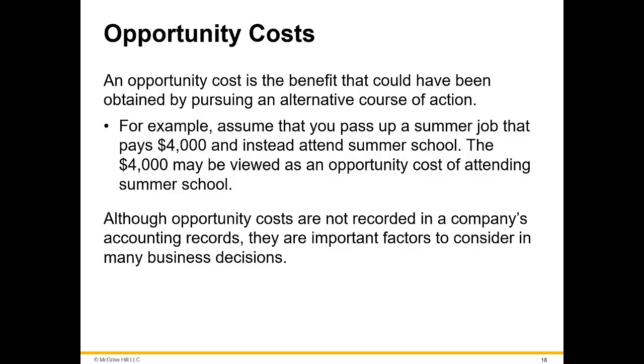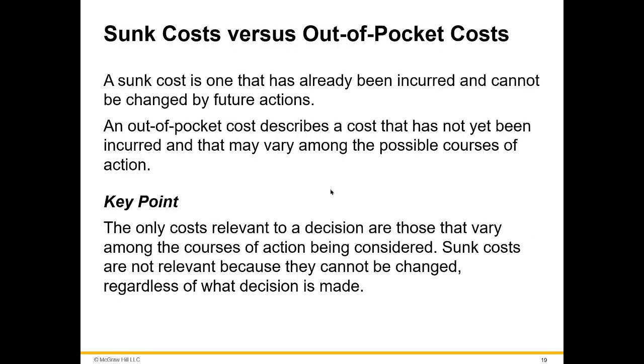Let's talk for a minute about opportunity cost. Let's assume that you pass up a summer job that pays $4,000 and instead decide to attend summer school. The $4,000 may be viewed as an opportunity cost of attending summer school. These opportunity costs represent the benefit that could have been obtained by pursuing an alternate course of action. So you have one versus the other. All right, so these are important things to consider. Like other things to consider is, hey, if you attend summer school, even though it's going to cost you $4,000, maybe you're making progress toward a degree. So these are things to consider.